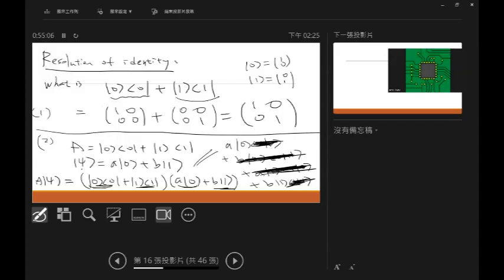So for any state psi, A|0⟩ plus B|1⟩, that A acting on psi will be just A|0⟩ plus B|1⟩. So for all vectors, A acting on this vector is the same as the original vector, so A is the identity. So the same proof.